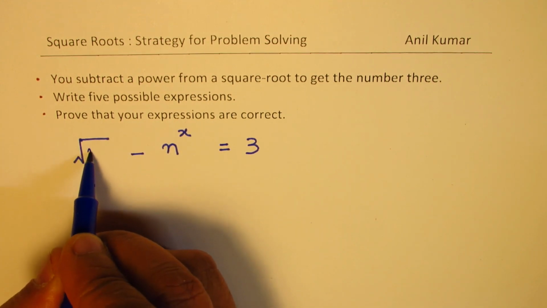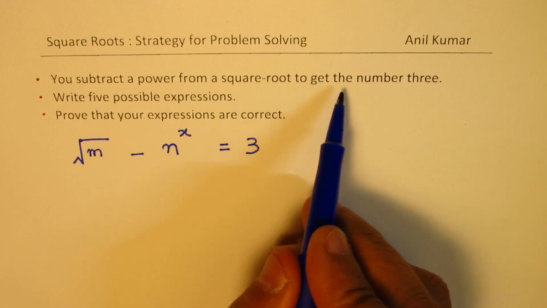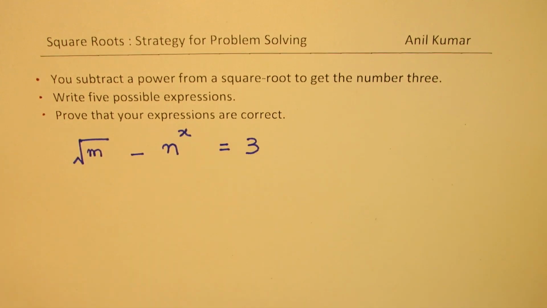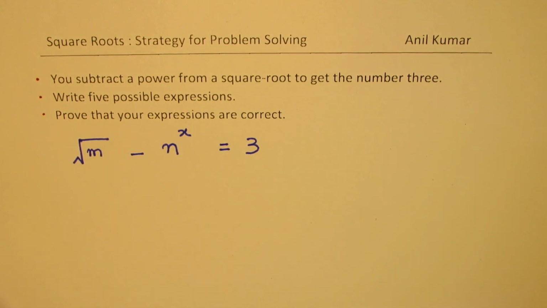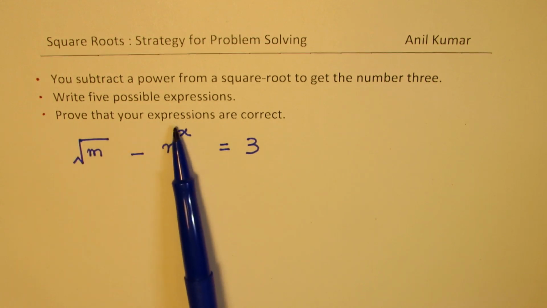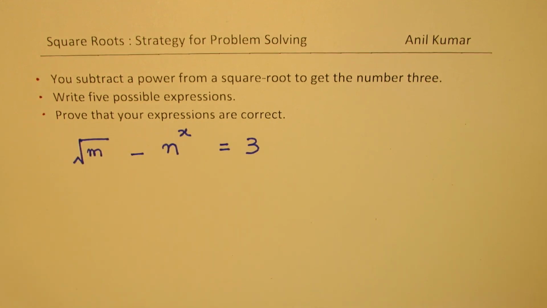Let's say m, to get a number 3. So you have to get a number 3. Write 5 possible expressions in this form and prove that your expressions are correct. So that is the exercise.